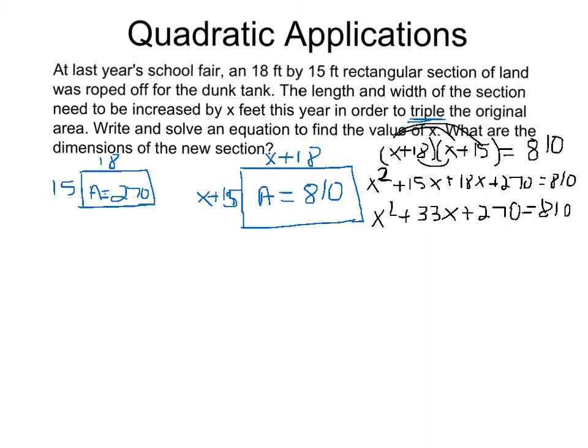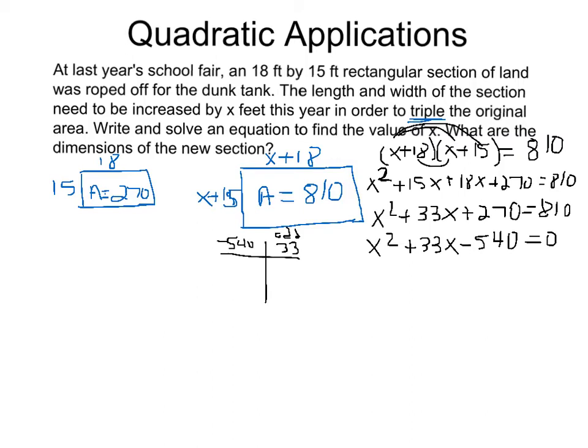We still need to set it equal to 0, so we're going to subtract 810. So we have x squared plus 33x. When we subtract 810 from 270, we end up with negative 540. So if we do 270 minus 810, we get negative 540. Now we need to factor this. So we're looking for things that multiply to be negative 540, but add to be 33.